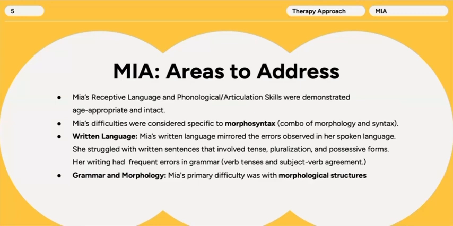Areas to address. So, Mia's receptive language and phonological articulation skills were demonstrated to be intact and appropriate for her age. So, her difficulties were more specific to morphosyntax errors, so a combination of morphology and syntax. Her written language mirrored the errors that were observed in her spoken language. So she struggles with written sentences that involve tense, pluralization, and possessive forms. Her writing, again, has frequent errors in grammar, and her primary difficulty is in morphological structures.